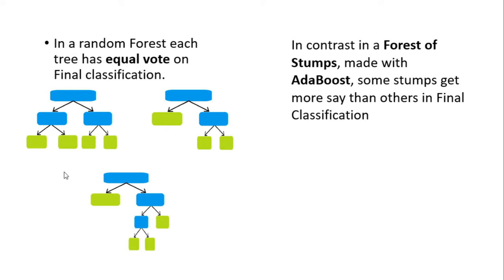In contrast, in a forest of stumps, now mind our terminology here, forest of stumps. That means we will have more than one stump in our collection. Made with Adaboost, some stumps may get more say than others in final classification. What does this mean? For example, this is one stump. Here we can see that the parent node in blue is much greater than the two children nodes in green.